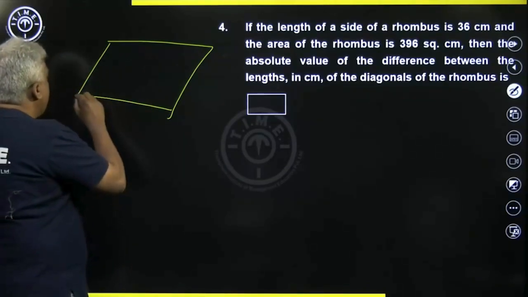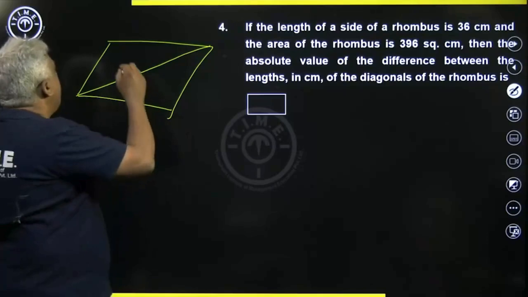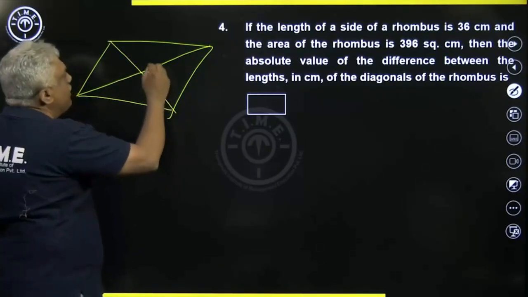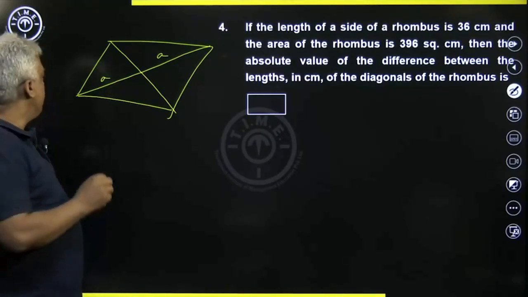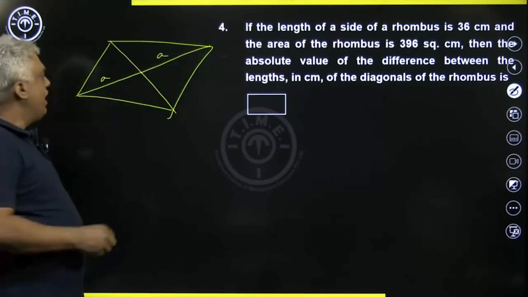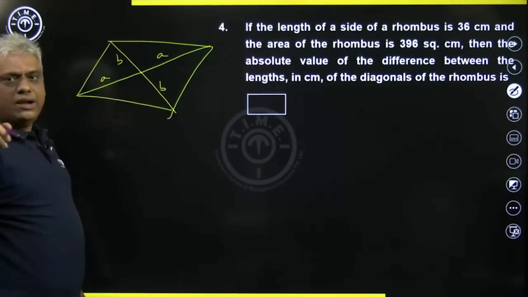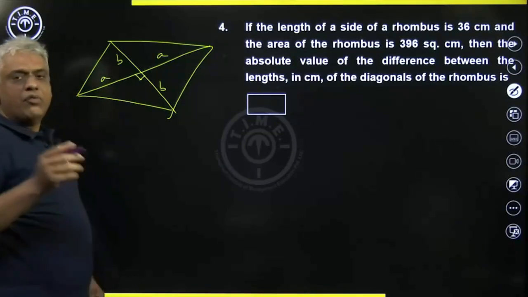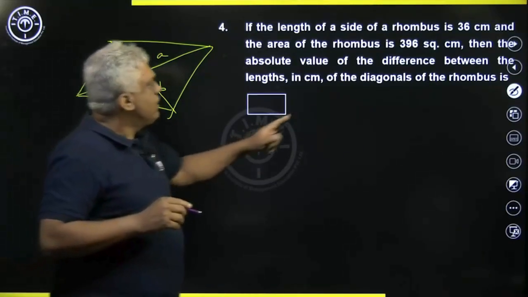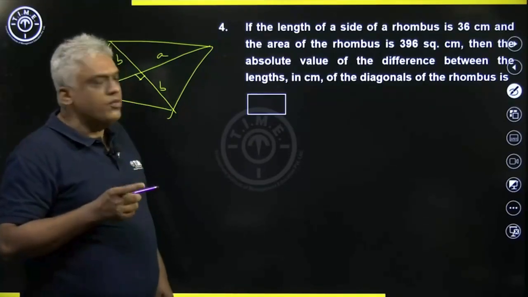Let me do one thing. Let the longer diagonal be 2A, and the shorter I can take as 2B. So this is 2A and the shorter one I'm taking 2B. We know that diagonals of a rhombus are perpendicular to each other. This is 90 degrees. What we have to find is the absolute difference between the lengths of the diagonals.